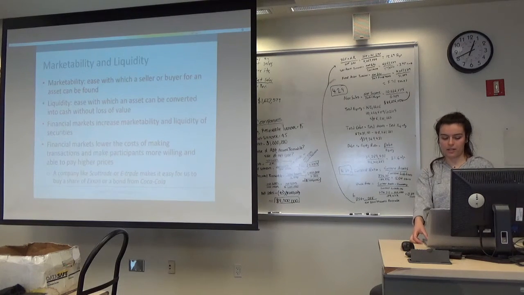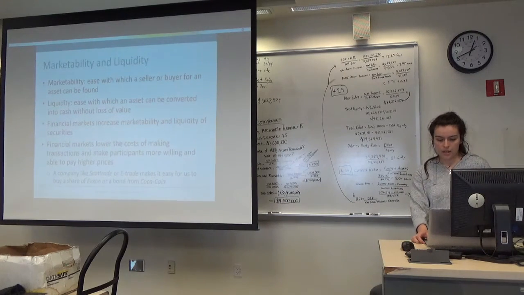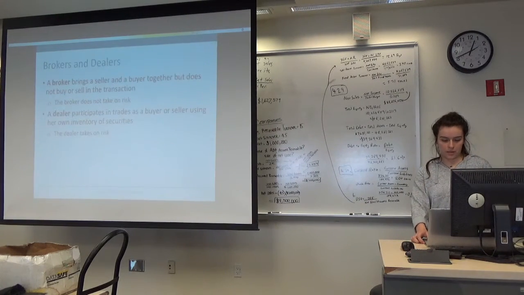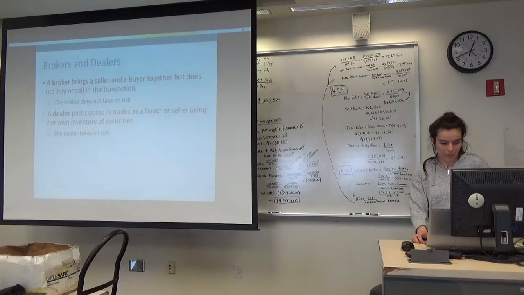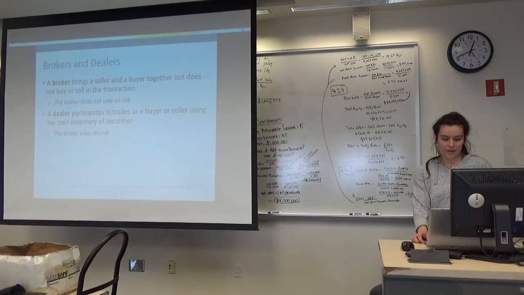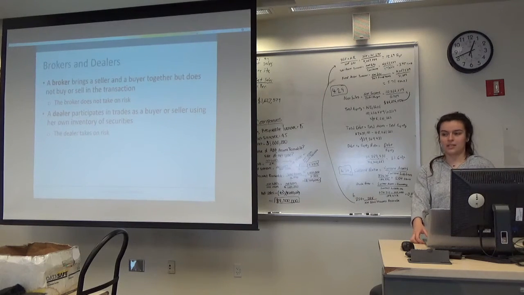Example, Scottrade and E-Trade made it easy for us to buy a share of Exxon or a bond from Coca-Cola. So next we're going to have brokers and dealers. A broker brings a seller and a buyer together but does not buy or sell in the transaction, so they don't have to worry about the risk. And then a dealer participates in trades as a buyer or seller using her own inventory of securities. The dealer does take on the risk, unlike the broker.